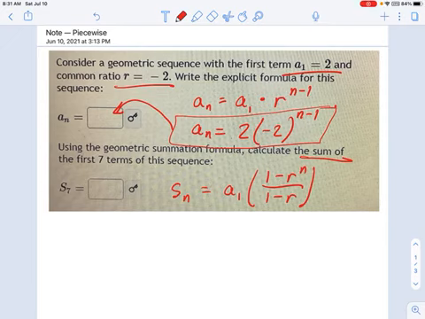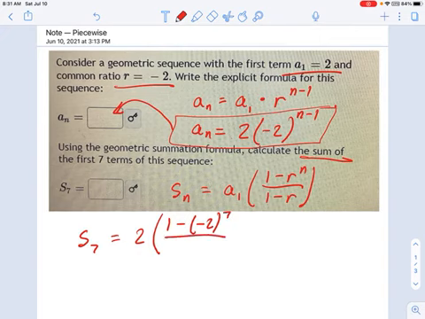If you want, you could calculate the 7 terms separately and then add them together. But I think there's a lot more room for error if you do it that way, because every time you make a calculation, you have a chance that you get something wrong. So A1 equals 2. 1 minus, what's R? Oh, we found R already. That's -2. So this is -2 to the 7th power. And on the bottom, it's just 1 minus -2.